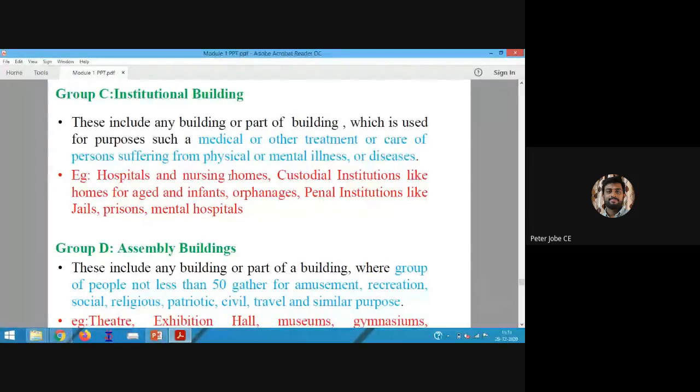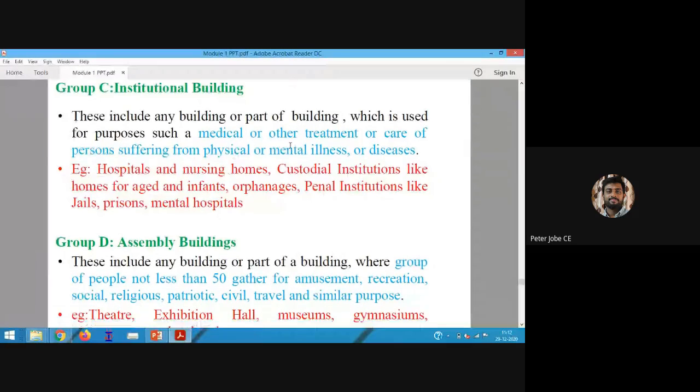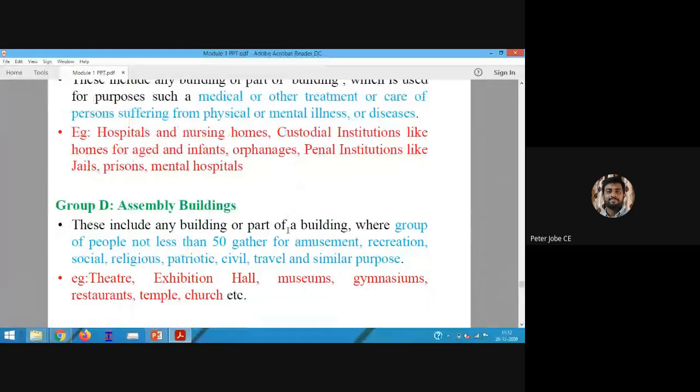And next we will see group D, assembly buildings. So these include any building or part of a building where a group of people not less than 50 gather for amusement, recreation, social, religious, patriotic, civil, travel, or similar purposes. Like we can see the examples are theater, exhibition halls, museums, gymnasium, restaurant, temple, church. So all those things will come under group D category.